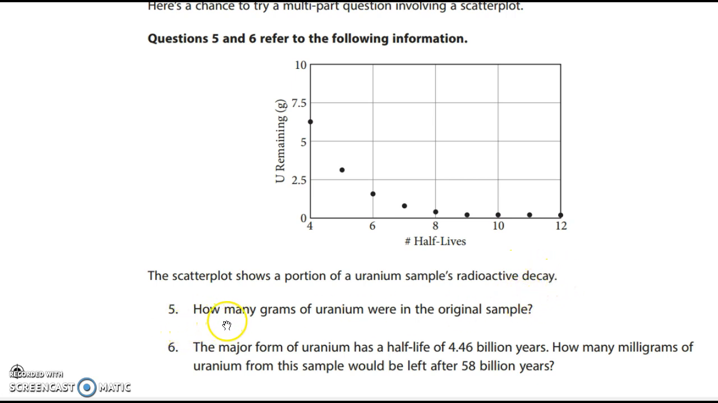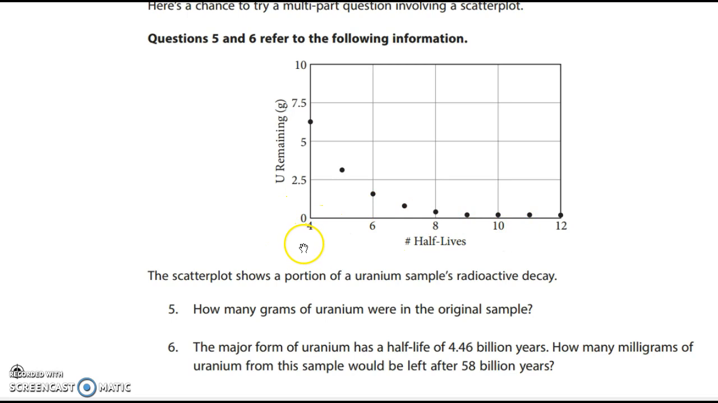So let's look at this. How many grams of uranium were in the original sample? So let's think about what we can plug in. This chart is giving us a y value right here, right, and an x value in terms of number of half-lives, so that's referring to the time, how many decay cycles we're talking about that we're measuring.